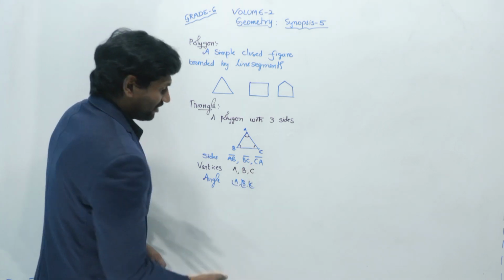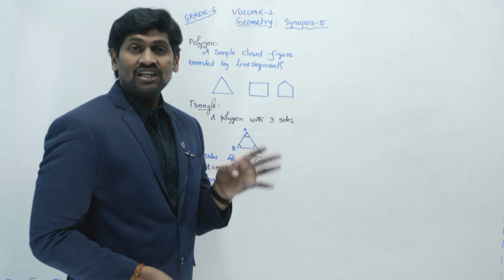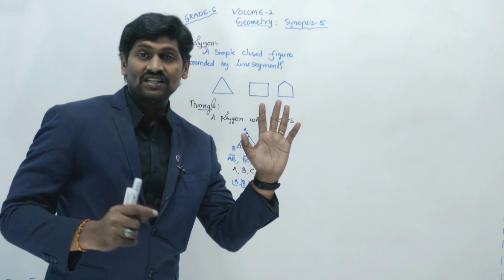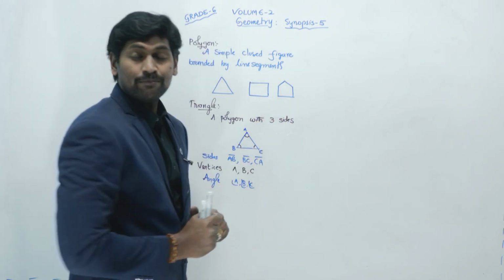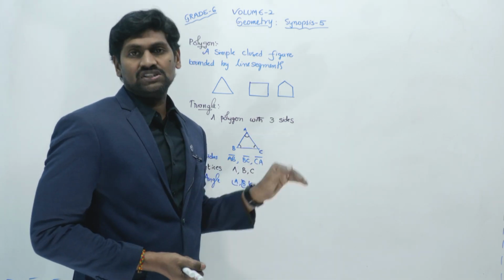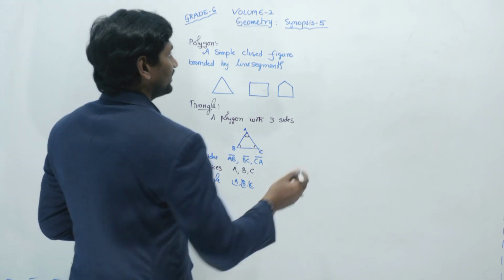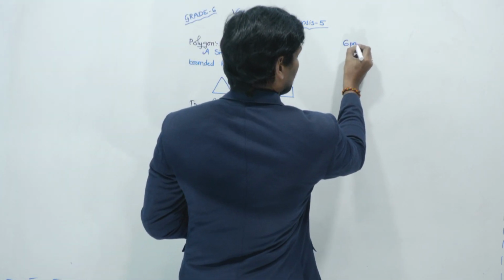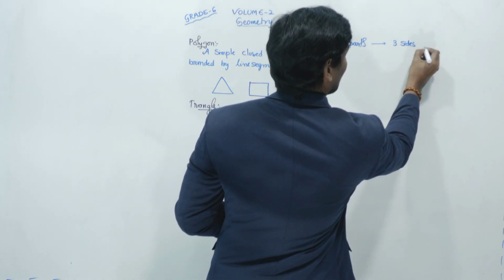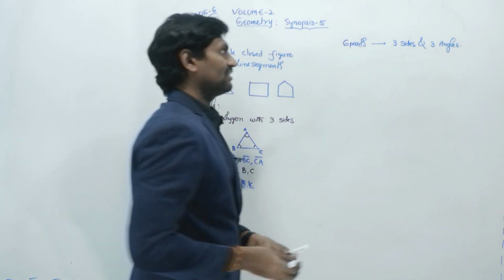But we have taken only sides and angles, not vertices, as parts. That means a triangle has 6 parts. How many parts? 6 parts. Among them 3 are line segments and 3 are angles. That means 3 sides and 3 angles. These are the parts of a triangle. A triangle has 6 parts, nothing but 3 sides and 3 angles.